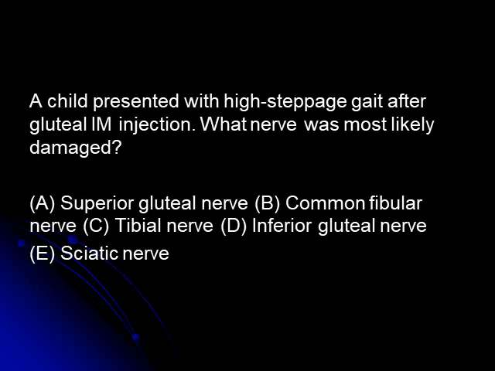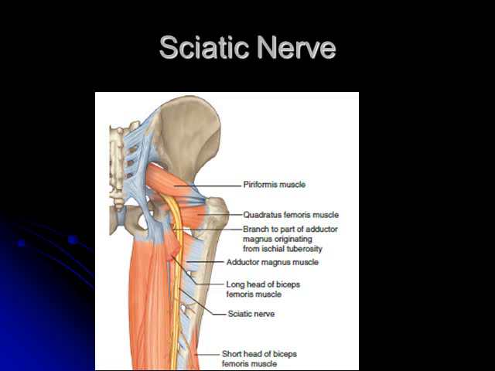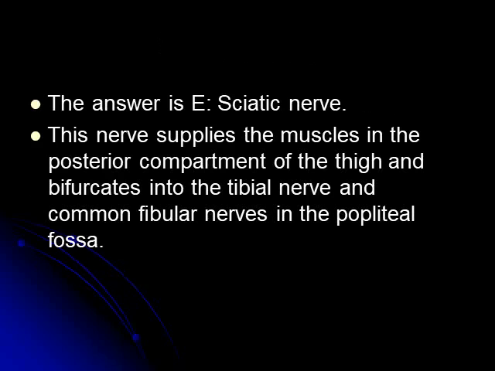A child presented with high steppage gait after a gluteal IM injection. What nerve was most likely damaged? This is a very simple question. The answer is sciatic nerve. The nerve supplies the muscles in the posterior compartment of the thigh and bifurcates into the tibial nerve and common fibular nerve in the popliteal fossa. The common fibular nerve divides into the superficial and deep peroneal nerves.